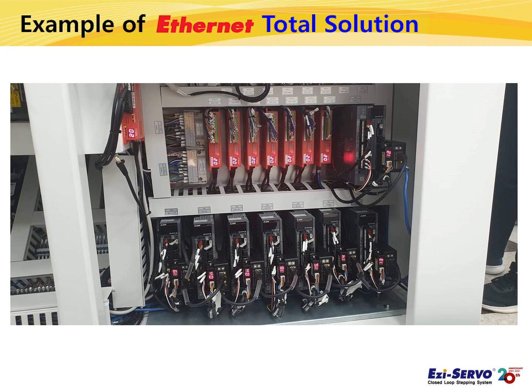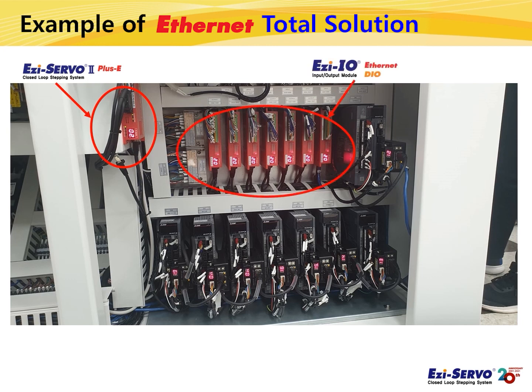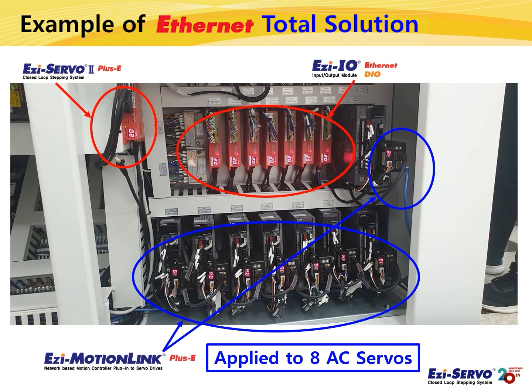This example applied the total solution concept, in which stepping motor, AC servo motor and digital I/O module can be controlled with one Ethernet port, without a separate motion controller. FASTECH's Ezi-SERVO 2 Plus E, which is stepping motor, Ezi-IO Ethernet DIO, which is digital I/O module, and AC servo are applied to this machine. As you can see, Ezi-MOTIONLINK, which is 1-axis motion controller for AC servo drive, is directly connected to a total of 8 axes of AC servos.